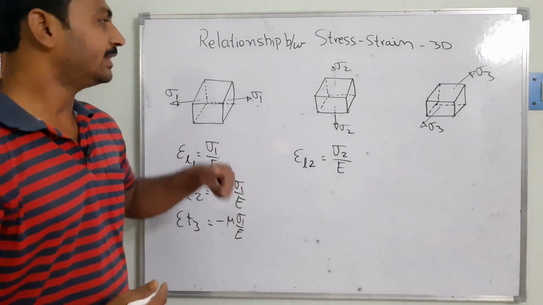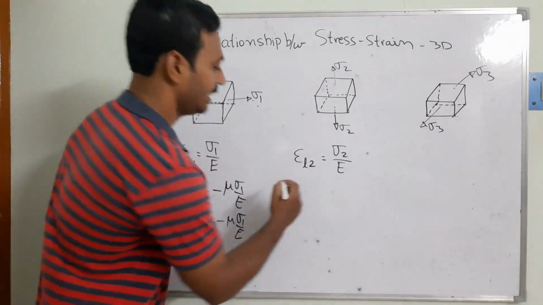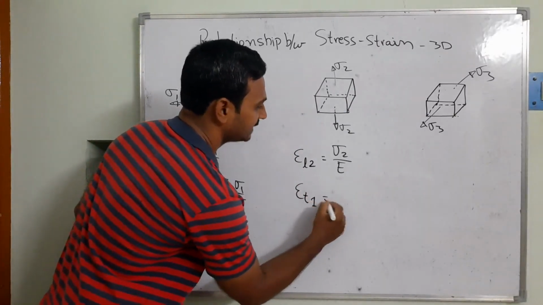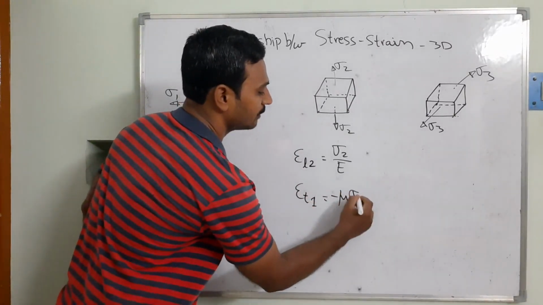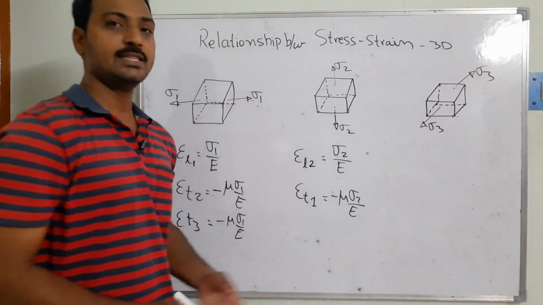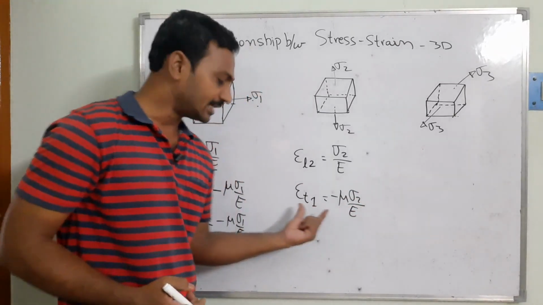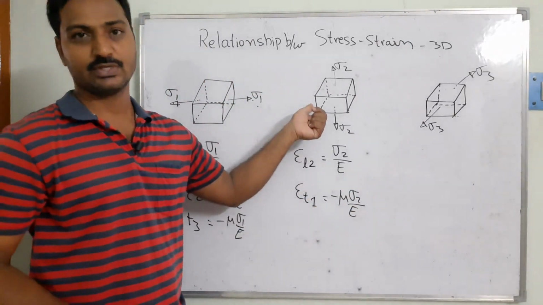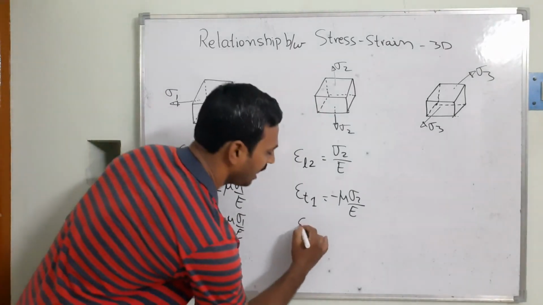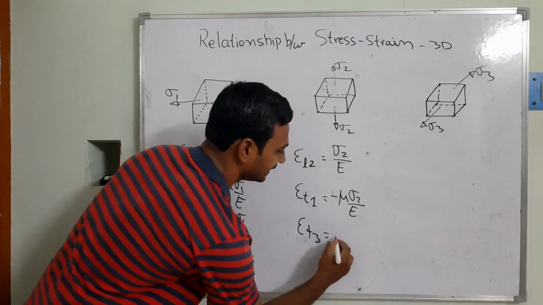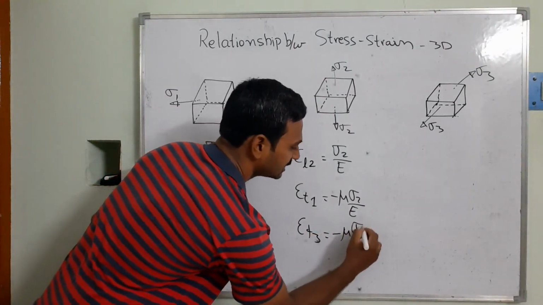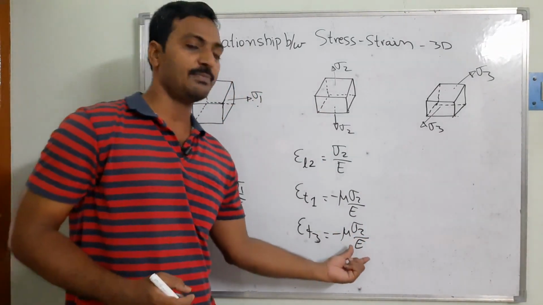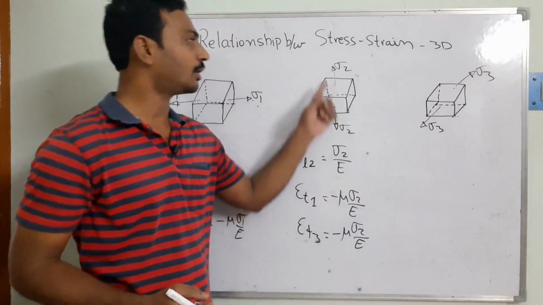And similarly, in the other two directions we need to take the strains. The lateral strain in direction 1 is equal to minus mu into sigma 2 by E. This is the magnitude of the strain that we are going to get in the transverse direction. Now 1 becomes the transverse or lateral direction. Similarly, epsilon T3 is equal to minus mu into sigma 2 by E, because this strain in the third direction exists because of the load in direction 2.